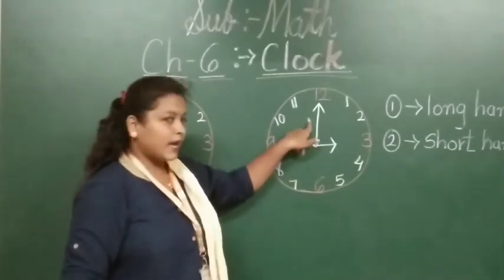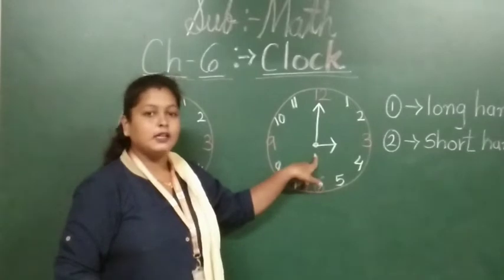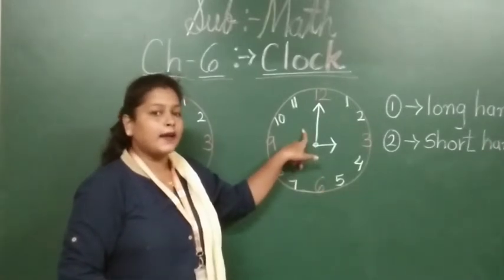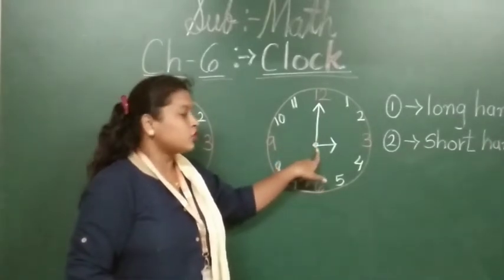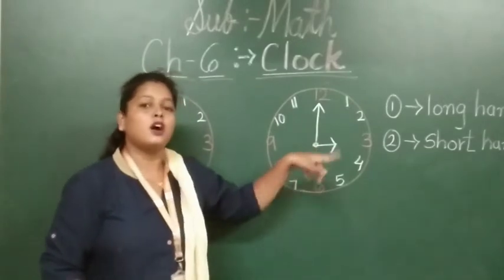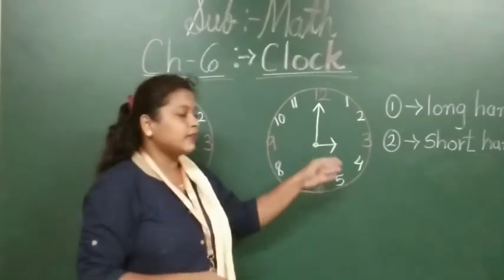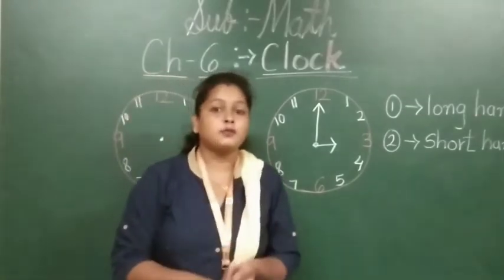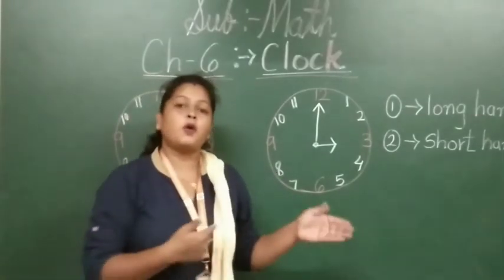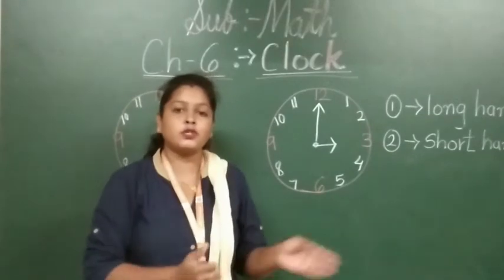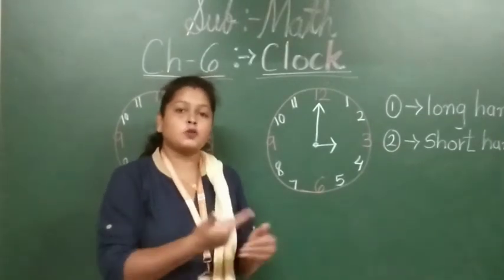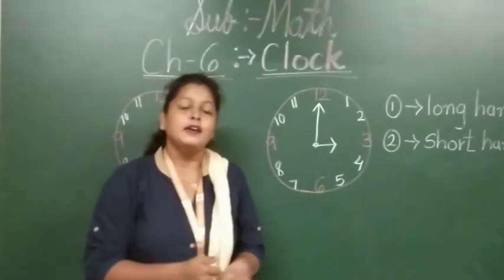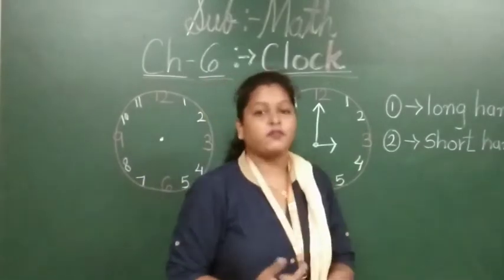You can see the difference. This one is the long hand and this one is the short hand. So the long hand is known as the minute hand and the short hand is known as the hour hand. Hour hand is for the hours. Like हम बोलते हैं कि दोपहर को 1 बजे मुझे खाना खाना है. In the morning 7 o'clock I have to reach the school. मुझे सुबह 7 बजे स्कूल में पहुंचना है. At 10 o'clock मुझे breakfast करना है.